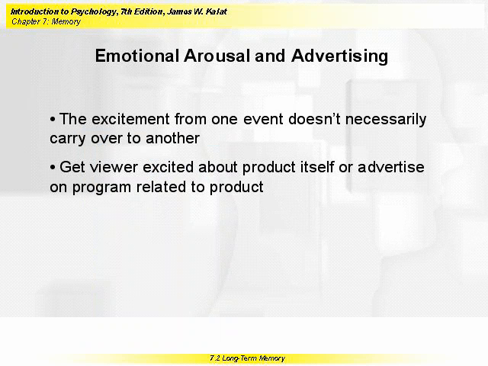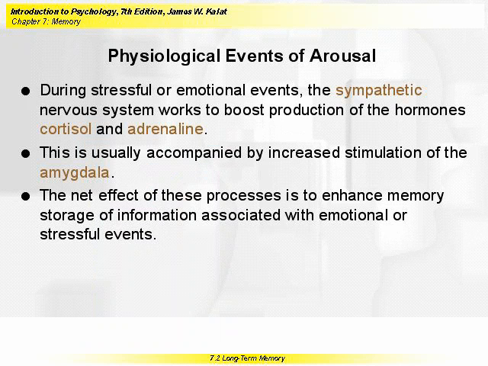Finally, there's a paragraph that offers a physiological explanation for this phenomenon of emotional arousal and intense memories. And the explanation is rather general. It mentions that stress activates the sympathetic nervous system, boosts production of cortisol and adrenaline. Some of the cortisol reaches the brain, and some of the adrenaline causes peripheral nerves that extend into the brain to become activated. The net effect is increased stimulation of the amygdala, which is involved in long-term memory storage.